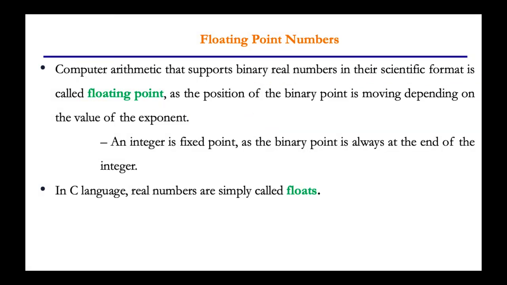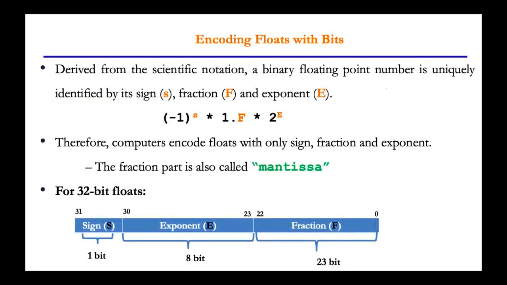So an integer is fixed point, as the binary point is always at the end of the integer. In the C language, we call these floating values. To encode the float values with bits, we follow the IEEE 754 format. Encoding the float with bits is derived from the scientific notation. Which notation? The IEEE 754 notation.